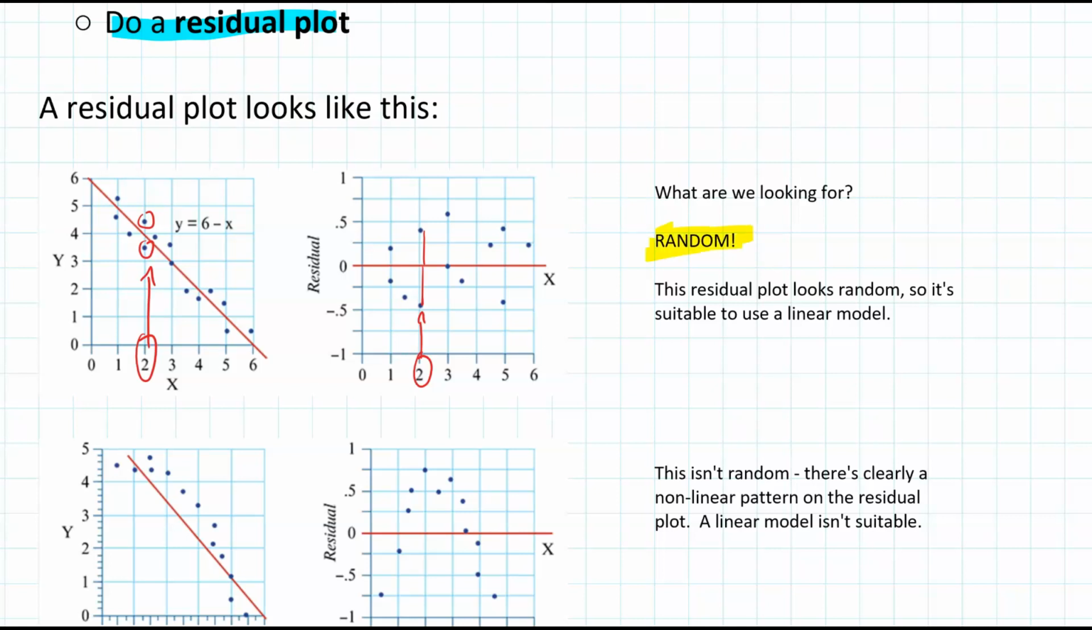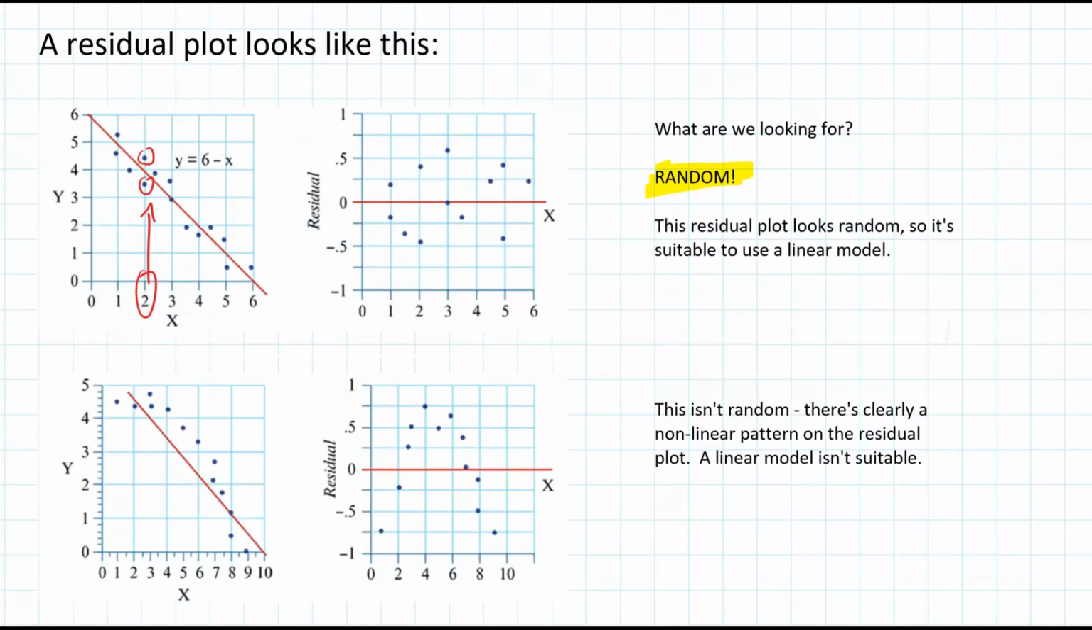So what are we looking for when we look at a residual plot? We're looking for random. Okay, if the data is spread out randomly around this line here, then that tells us that the line of best fit, the regression plot, is actually appropriate. It's good. It's suitable. Okay, we would expect all of the data points to be evenly distributed around. That would be as opposed to something that looks like this.